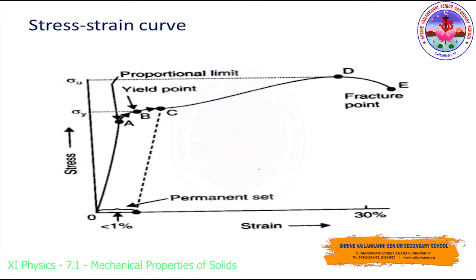This is the elastic hysteresis area. And further, if we increase the load beyond C, what will happen? It produces a large increase in strain, or the length of the wire. The stress correspondingly reaches its highest point. So we can say that it is the ultimate strength or the tensile strength.